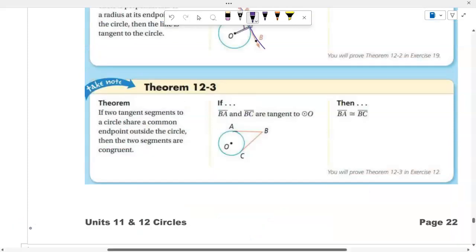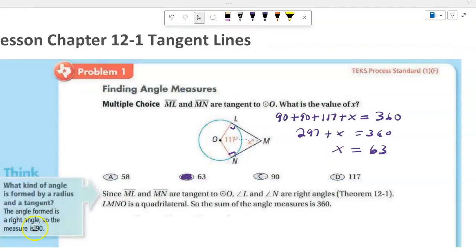We have two segments that are tangent at A and C, and they're congruent. So if BA and BC are tangent, then AB is congruent to BC.